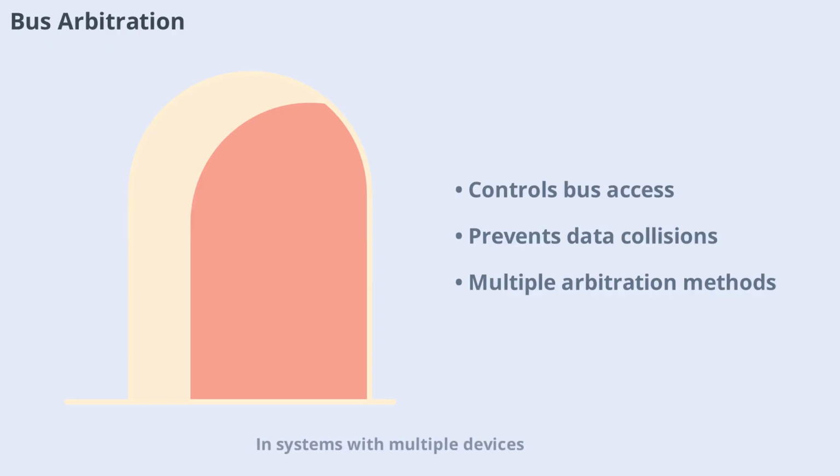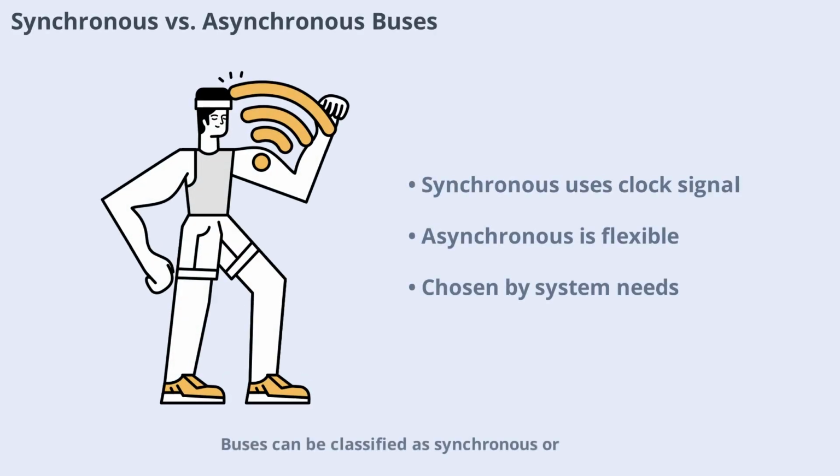In systems with multiple devices, bus arbitration is necessary to control which device can use the bus at any given time. Arbitration ensures that only one device transmits data on the bus, preventing data collisions and ensuring orderly communication. There are several methods of bus arbitration, such as daisy chaining and centralized arbitration, each with its own advantages and trade-offs. Buses can be classified as synchronous or asynchronous based on how they coordinate data transfers. Synchronous buses use a common clock signal to synchronize communication, making data transfer predictable and efficient.